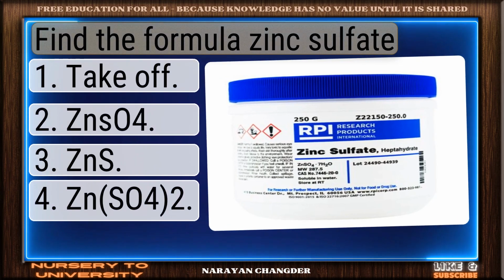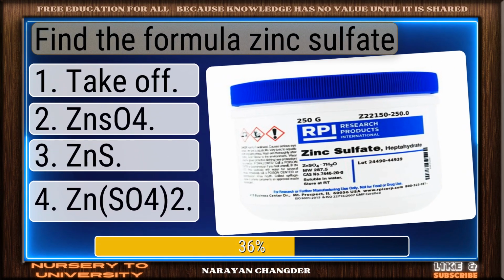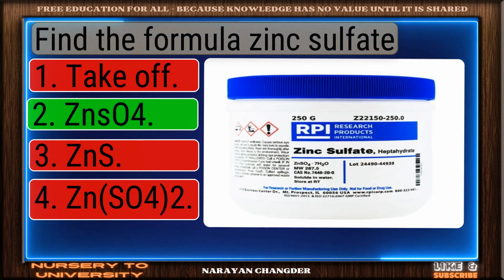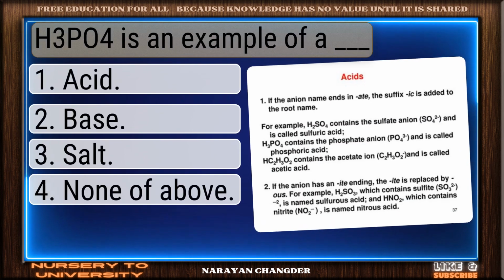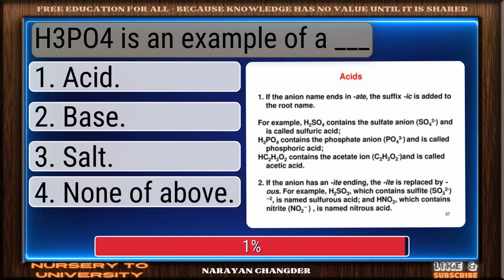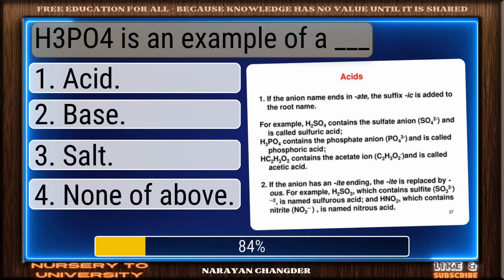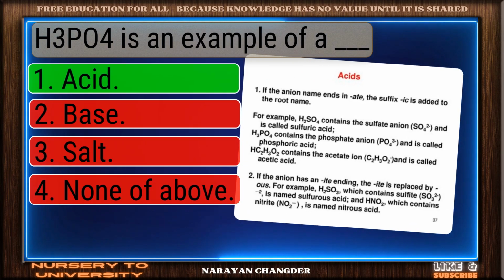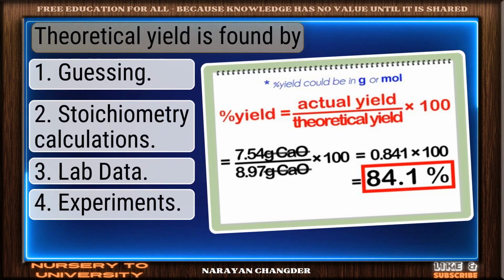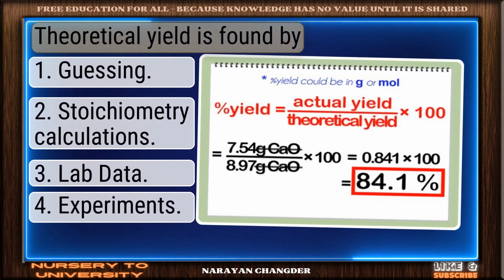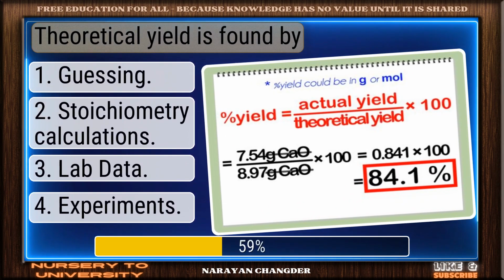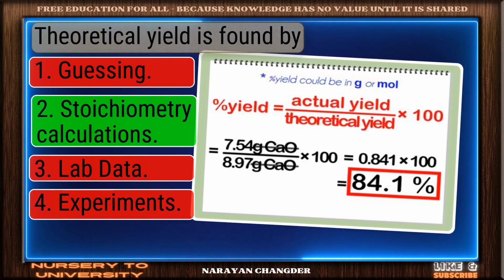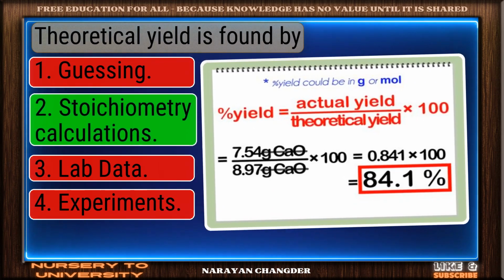Find the formula zinc sulfate. Great job. Zinc-4 is the accurate answer. Chi3Po4 is an example of a dash. Great thinking. Acid is the right choice. Theoretical yield is found by. Solid response. Stoichiometry calculations is a valid choice.